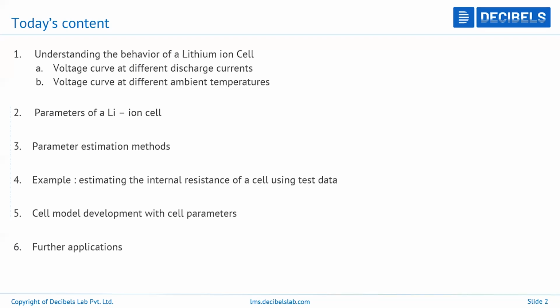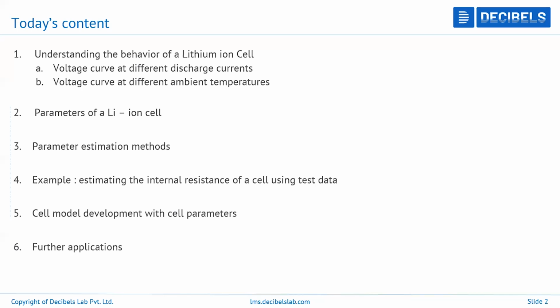Then we'll discuss what the parameters of a lithium-ion cell are, what we mean by parameter, and what the possible parameters are that one can hope to estimate while operating a lithium-ion cell. Then we will have a brief overview of the different parameter estimation methods, along with an example. I will show a live example where I have an Excel sheet with some data. Using that data, we will be solving some simple numerical examples.